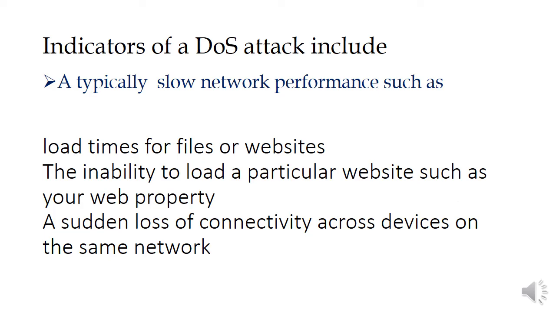So, what are the indicators of a DOS attack? How can I know that a DOS attack has happened in my system? Slow network performance, with long load times for files or websites. Then the inability to load a particular website, such as your web properties. For example, when an exam result is published and lakhs and lakhs of people access it, the website cannot provide the service. Also, a sudden loss of connectivity across devices on the same network.